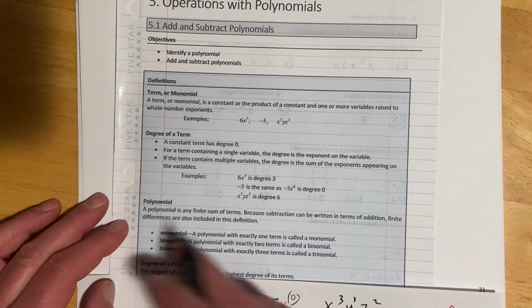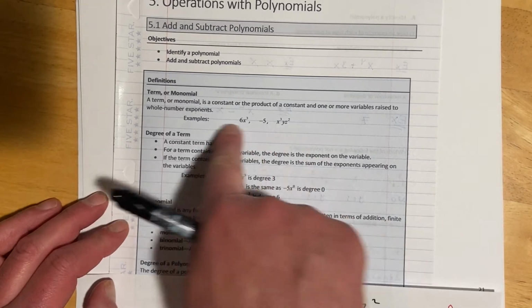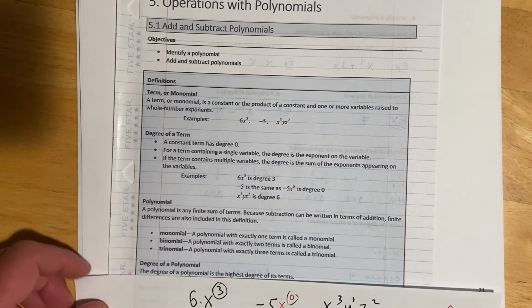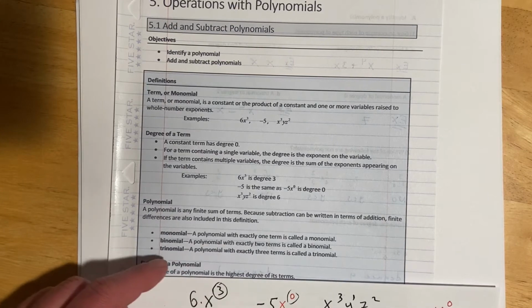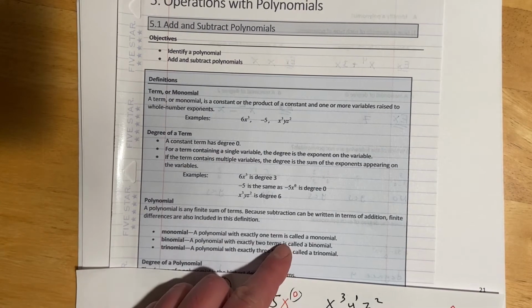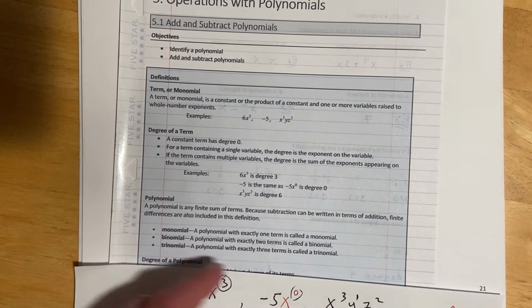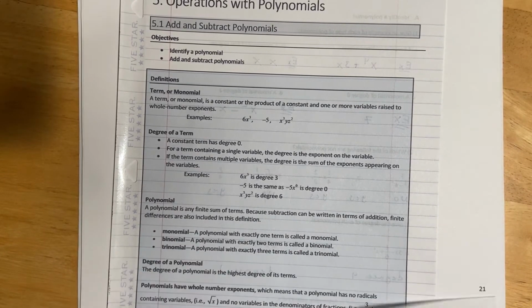A polynomial is a finite sum of terms. So it's a finite sum of these sorts of things. And monomials have 1 term, binomials have 2 terms, and trinomials have 3 terms, which makes sense.